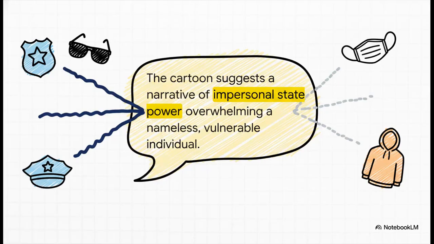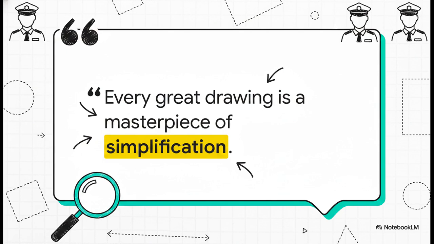So, when you pull all of these visual clues together, this is the story that starts to emerge. It's a narrative about an impersonal, uniform state power exerting total control over a nameless, vulnerable individual. The artist doesn't need a single word to make that argument. The visual evidence does all the heavy lifting. You know, there's a quote that just captures this idea perfectly. Every great drawing is a masterpiece of simplification. By removing the background, by making the officers identical, and by hiding their faces, the artist actually makes the core message louder. In the end, it's what they decide to leave out that makes this drawing so incredibly powerful.